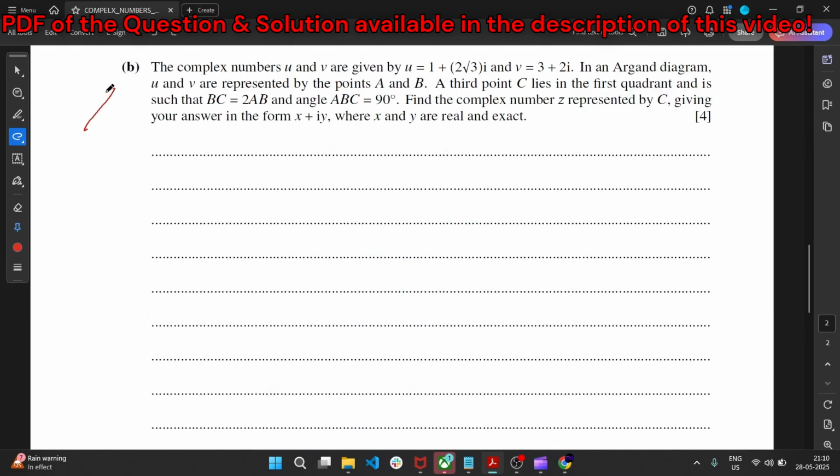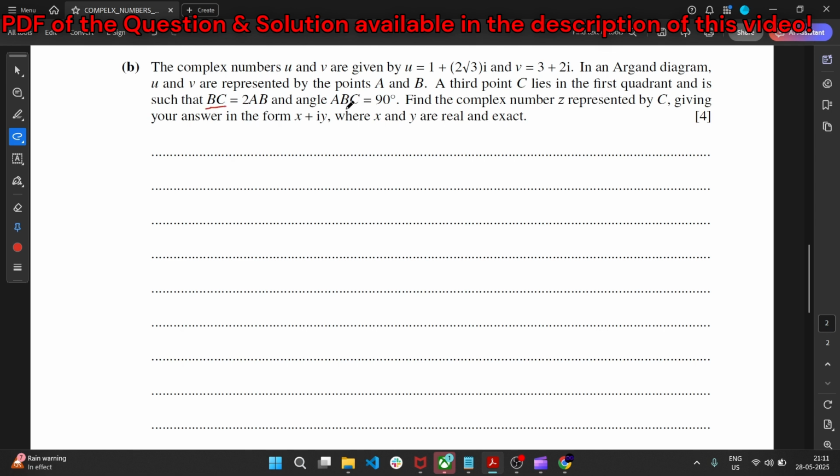But yes, now let's move on to the second part, which is the most unique question that I've seen in the history of complex numbers, as asked in the previous years in the Cambridge examinations. So it's given that the complex numbers u and v are u is equal to this, v is equal to this. And now in an Argand diagram, these complex numbers u and v are represented by the points A and B. Now there is a third point C which is lying in the first quadrant, and it's given such that BC is equal to 2AB.